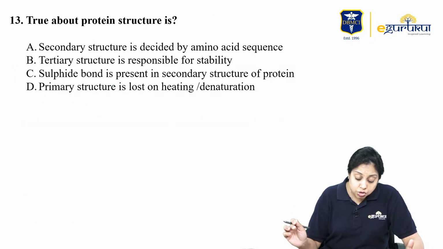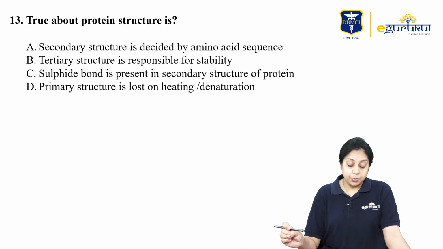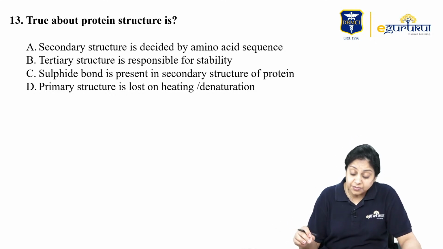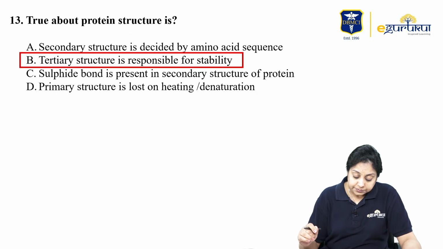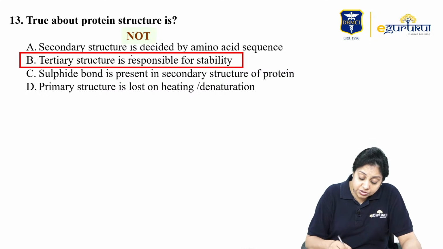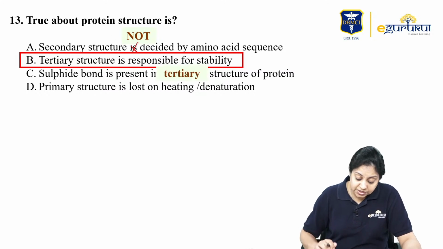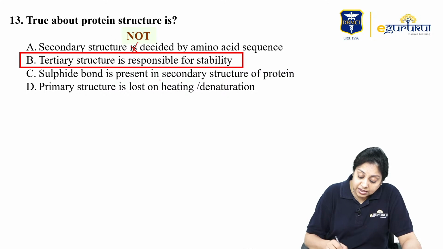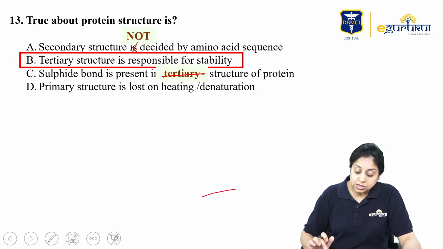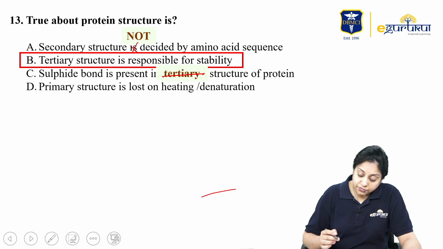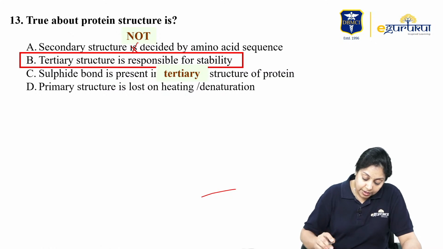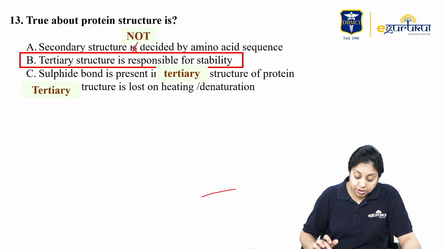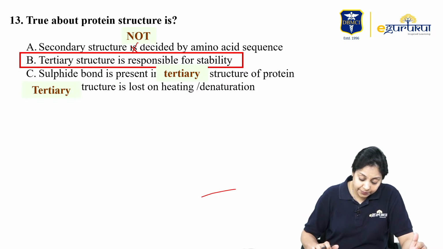Okay. True about protein structure. What is true about protein structure? Secondary structure is decided by amino acid sequence. Tertiary structure is responsible for stability is the correct choice. Secondary structure is not decided by the amino acid sequence. Disulfide bond is present in tertiary structure of the protein. Do you see it? Tertiary structure of the protein. Primary structure is lost on heating or denaturation. It is tertiary structure which is lost on heating and denaturation. Correct choice is B. Okay.